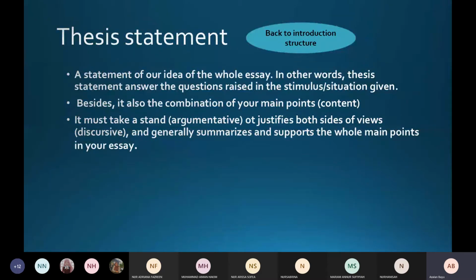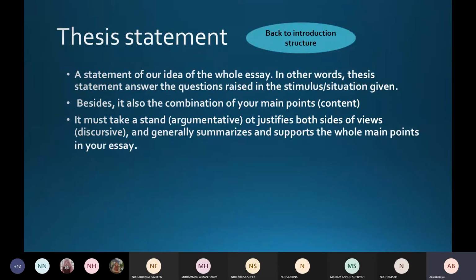Okay, bila you baca essay tu, memang bila I mark essay ataupun I baca, I akan baca thesis statement tu. Maksudnya I nak tahu you nak tulis pasal apa. Dekat thesis statement tu lah akan menerangkan what is the right direction of your essay. Alright, basically thesis statement answers the question raised in the stimulus situation given. Okay, kat thesis ni you akan menjawab, contohnya dalam soalan juga, to what extent you agree with this statement. So thesis statement lah yang menjawab question yang diberi dalam stimulus ataupun situation ataupun soalan.